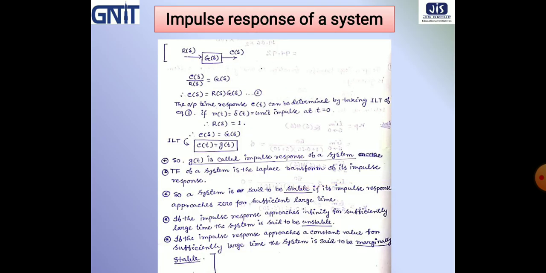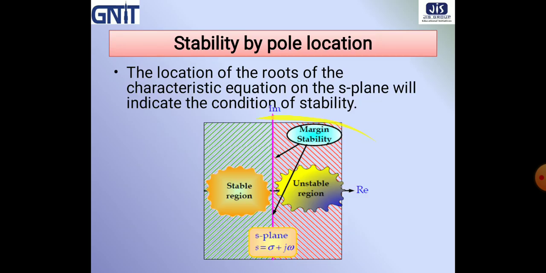From this we can see that if any poles are present in the right half of the S-plane, that means in the red shaded zone, then the system is unstable. That's why this region is called the unstable region. And if there are any poles present in the left half of the S-plane, that means in the green shaded zone, then the system is stable. So this area is represented by the stable region.